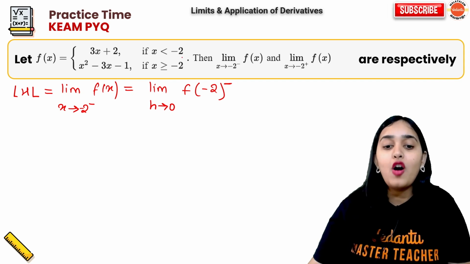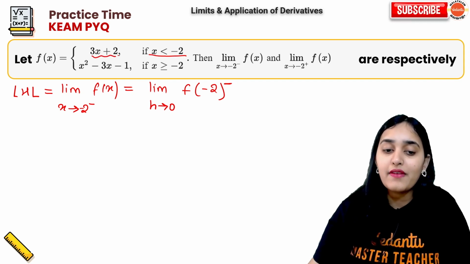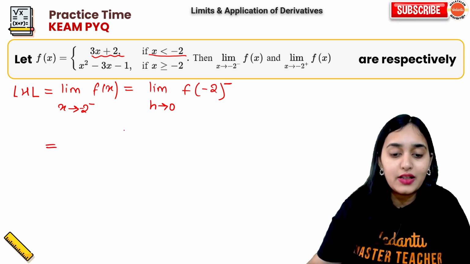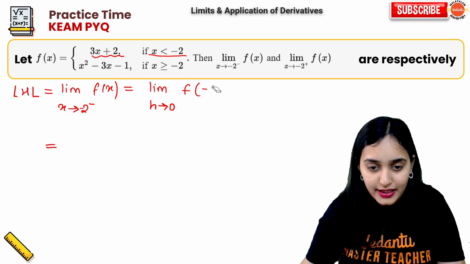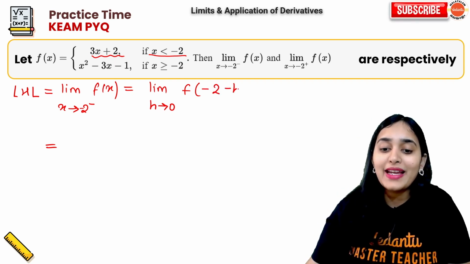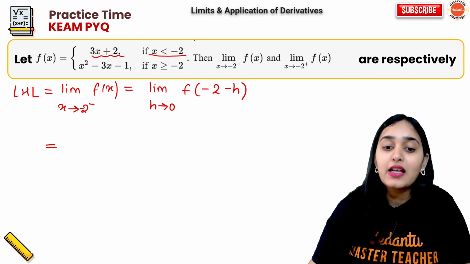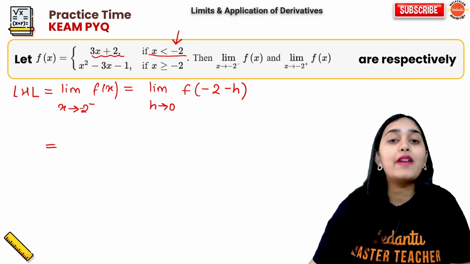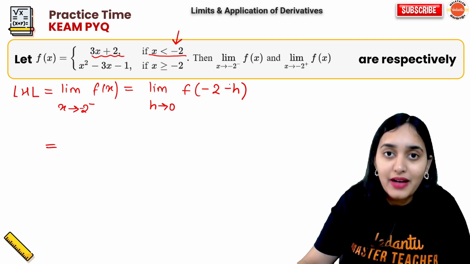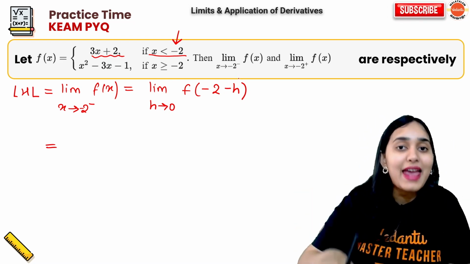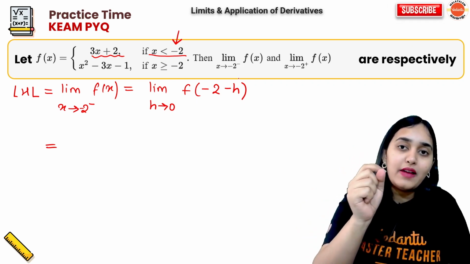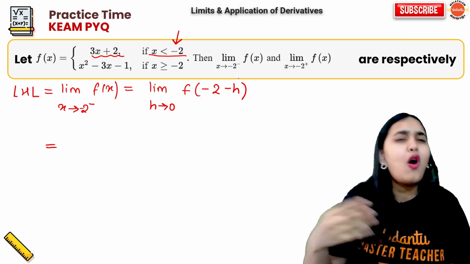That means for less than minus 2 whatever is your function. So now let's put the value. Left hand limit will be, so basically the correct method to write this is f of minus 2 minus h. Why? Because if you want to make your input less than minus 2, then you have to subtract something. We are subtracting h because we are assuming h to be a very negligible small value, but it is a value. It's not 0, it's almost 0.